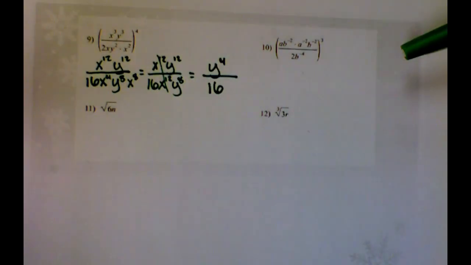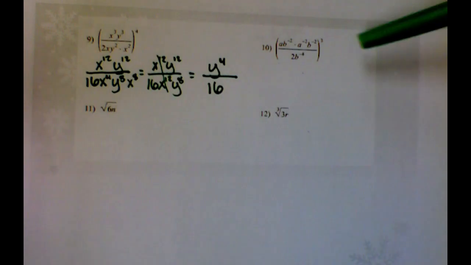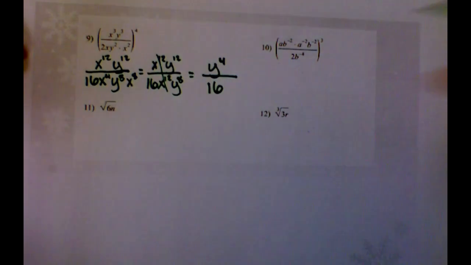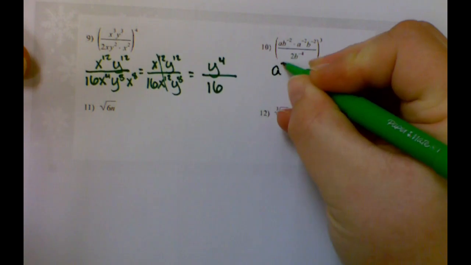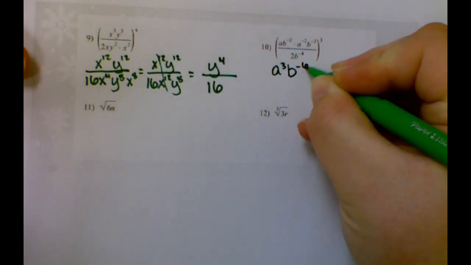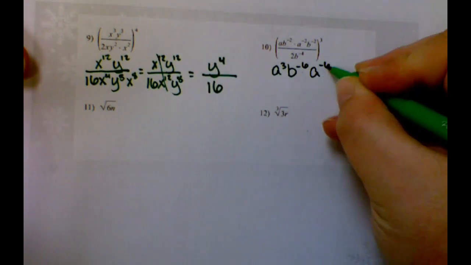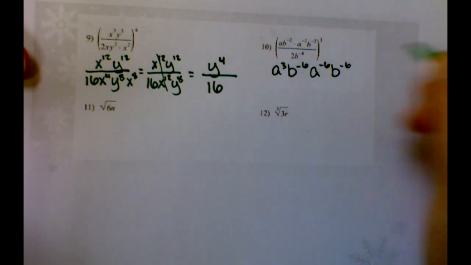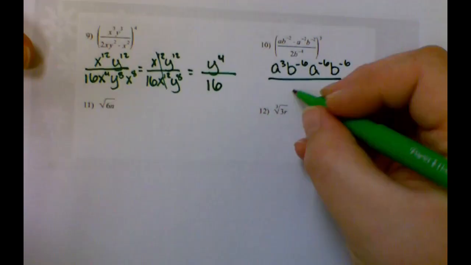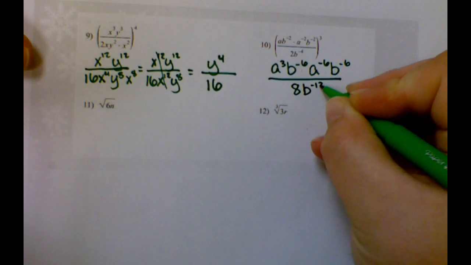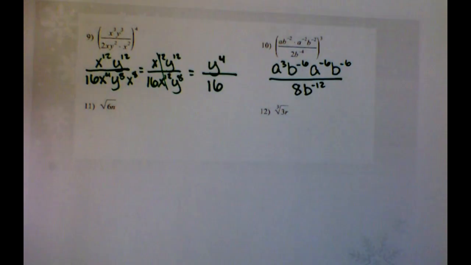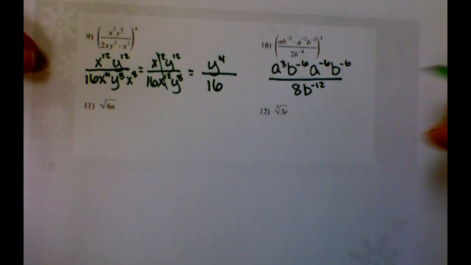All right, for number 10, I would start it out the same way. I'm going to distribute this power of 3. It makes it a to the 3rd power, b to the negative 6th power, a to the negative 6th power, b to the negative 6th power, over 8b to the negative 12th power. Well, I have negatives within my fraction, but that's fine. We'll deal with it in a second.